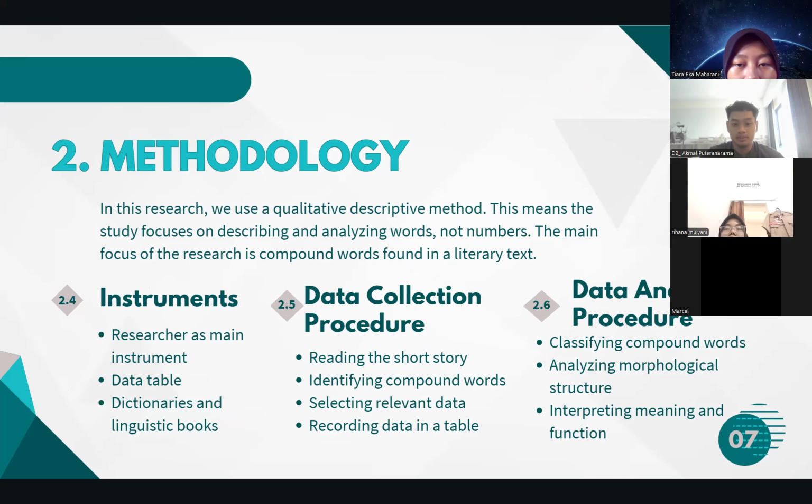Next is the instruments. In this research, the main instrument is the researcher. Supporting instruments include data tables to organize the data and dictionaries or linguistics books to confirm the classification and the meaning of compound words. Next is data collection procedure. The data were collected by reading the short story carefully. After that, compound words were identified, selected based on relevance, and recorded in a data table for further analysis.